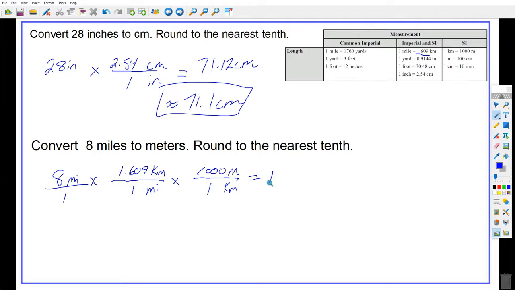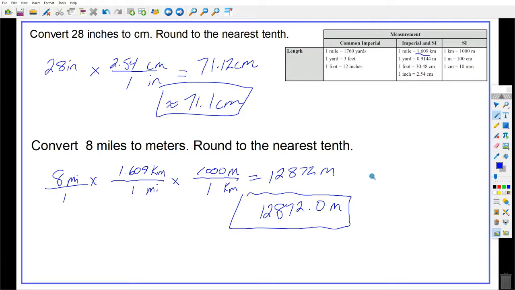So when I do that, I get 12,872, and it's in meters. Now, there's nothing around there. It says to the nearest tenth. Because we got that answer as a whole number, I'm going to put decimal 0 to imply that we rounded it to the tenth, and it's going to be meters. And that, once again, is approximate because these conversions are rounded. If you Google this one and type in what's 8 miles in meters, it actually tells you that it's 12,874 and 8 tenths. So we're off by a couple meters because of our rounding up here, but that's okay.